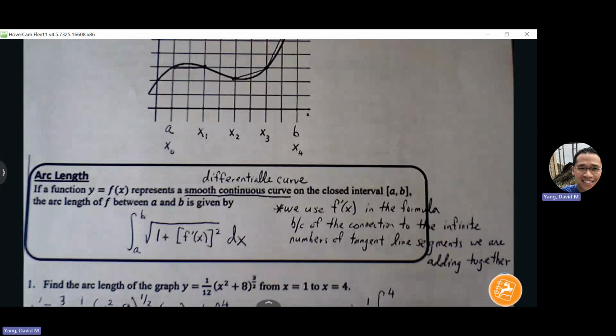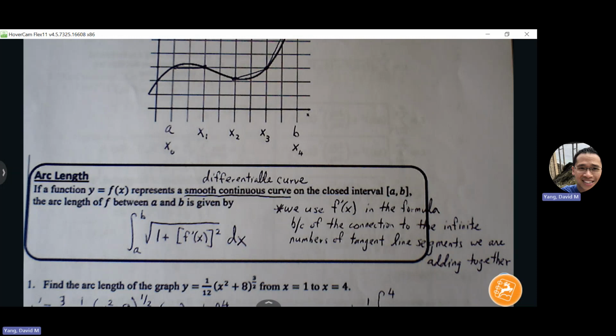So if a function y equals f of x represents a smooth continuous curve, so smooth just means differentiable as well, so differentiable and continuous, on the closed interval from a to b, the arc length between a and b is given by this formula.